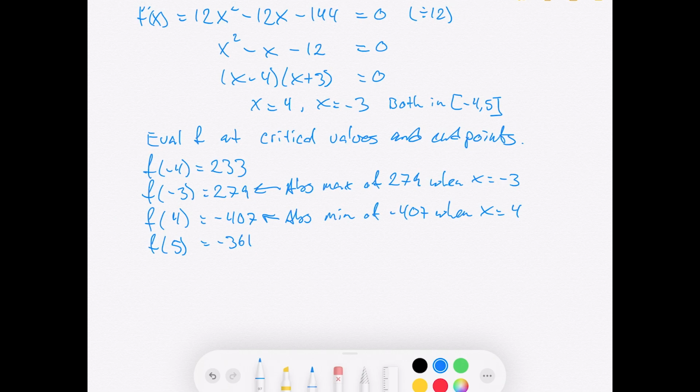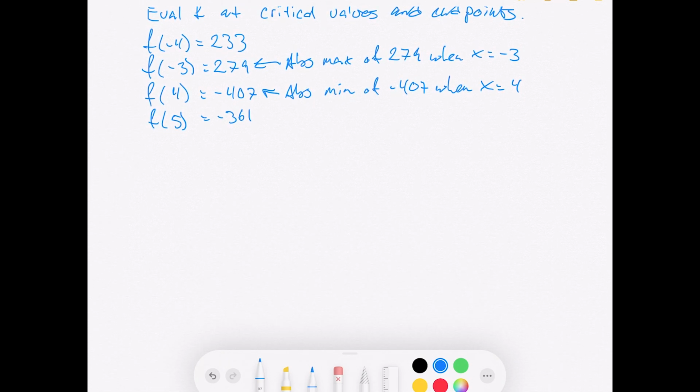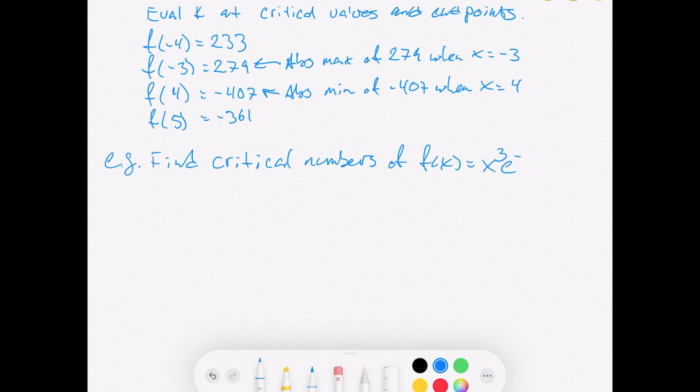Let's see if there's one more question that would be good for us to work out. Let's try this one. This is number 6 in the homework set that I'm going to assign. Find the critical numbers of the function f of x equals x to the third times e to the negative 6x.